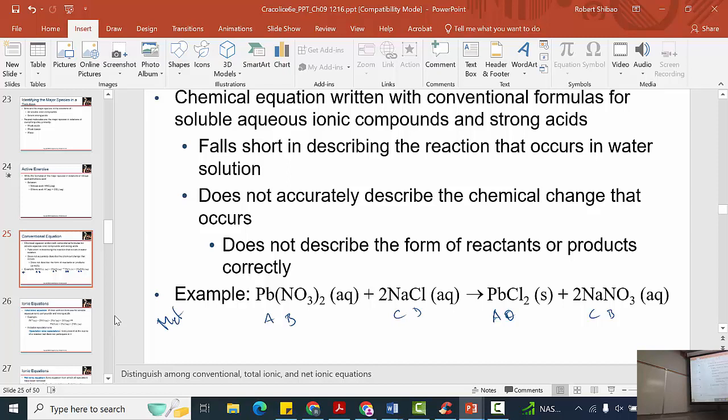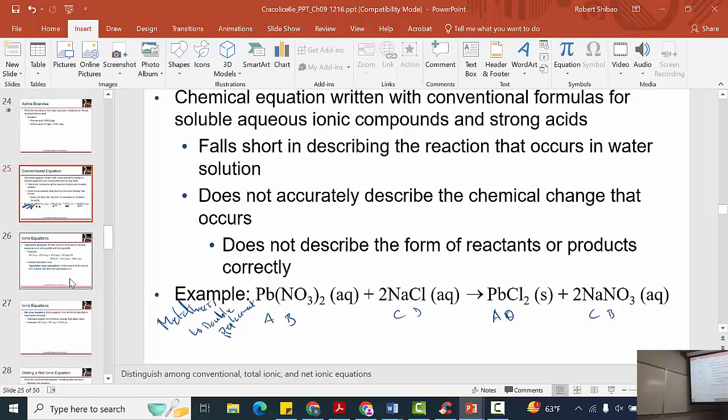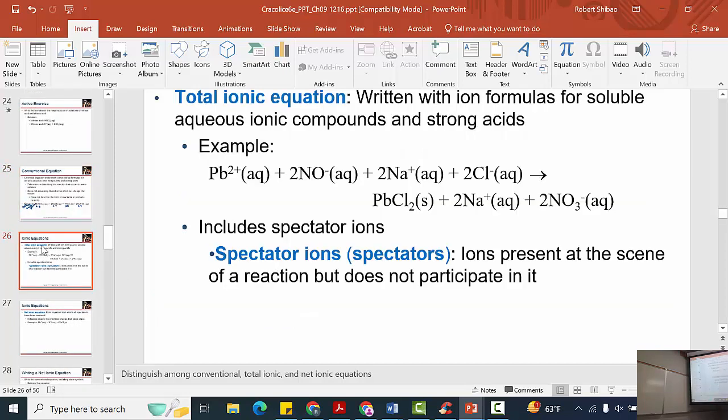This is metathesis, but it's a particular pattern of metathesis. This one is called the double replacement pattern. And so what we're going to do is look at double replacement reactions here in detail.